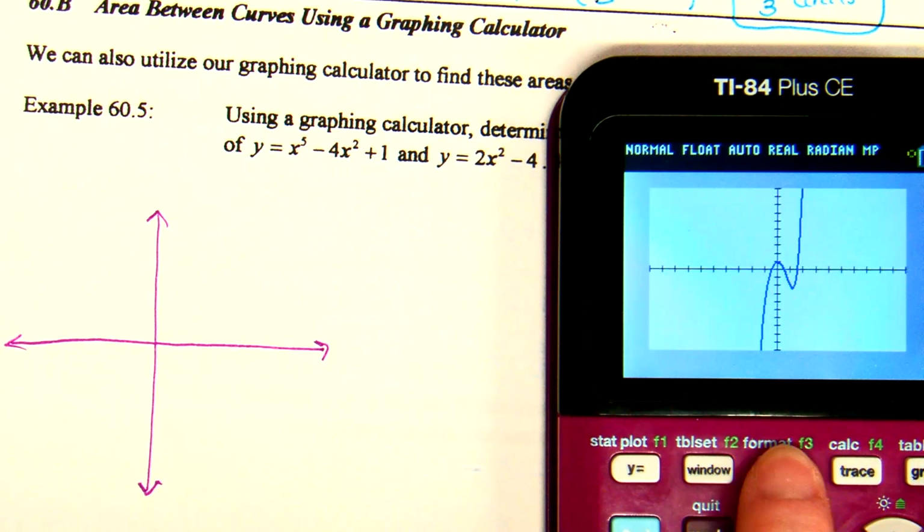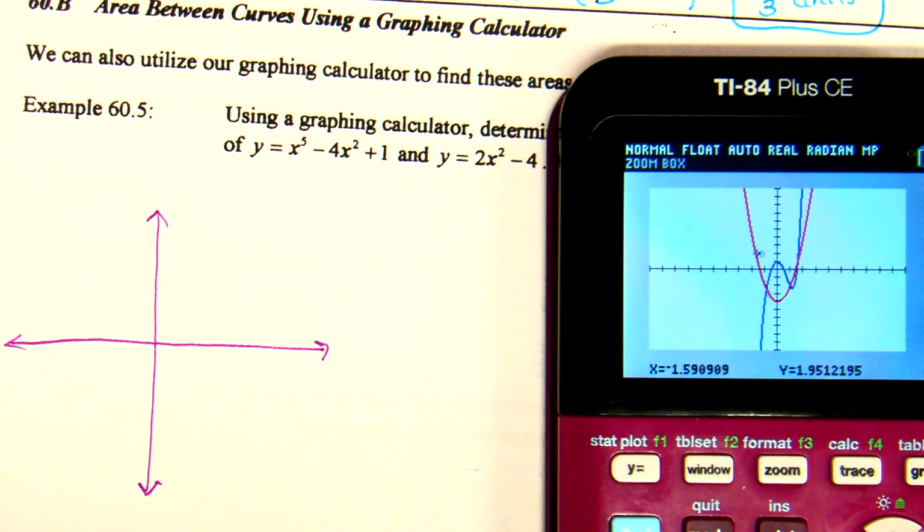I feel like my calculator's in slow mode. You know what? Never mind. Let's do a Z box. Should have done that to begin with. Okay, I'm going to Z box it.